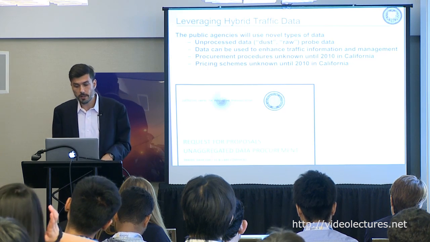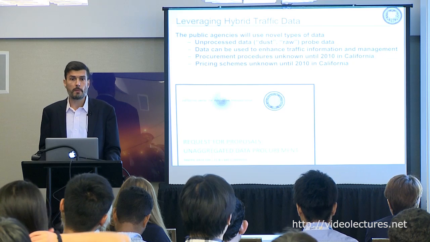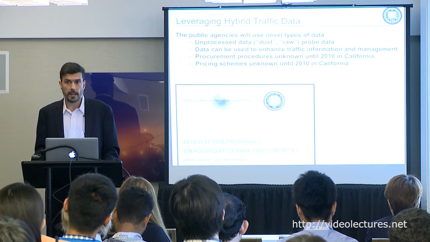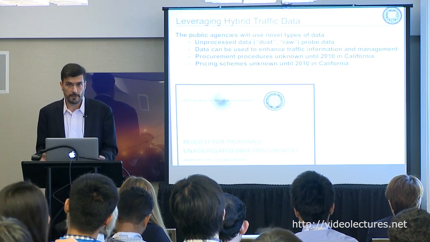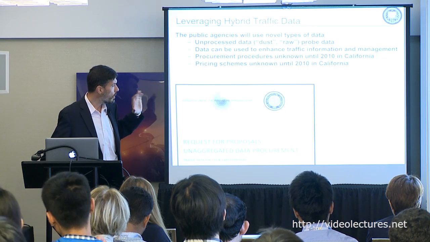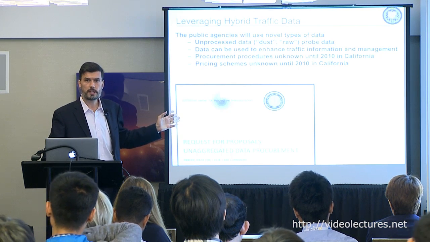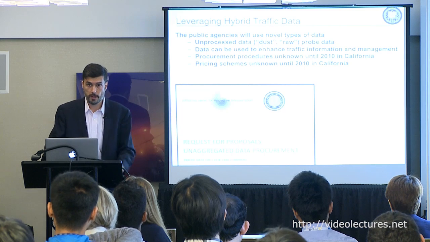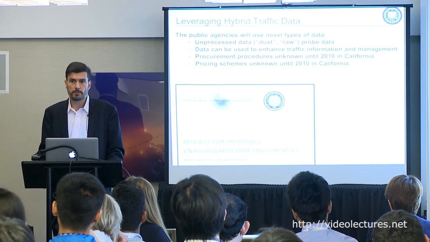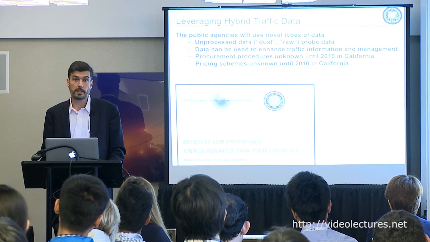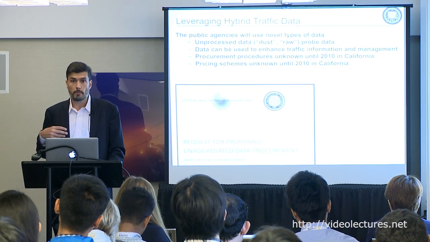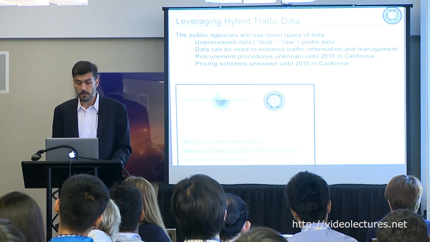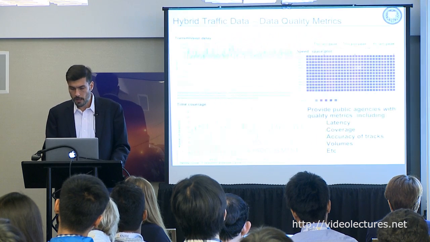So the very first question that we had to answer is, public agencies are interested in buying that data, but they don't really have a process for it. So when we finished that project, we started to try to define an acquisition procedure for procurement for the state. In fact, the first procurement of GPS data historically done by the state of California was done by us for the state, because there were new procedures to invent for that.